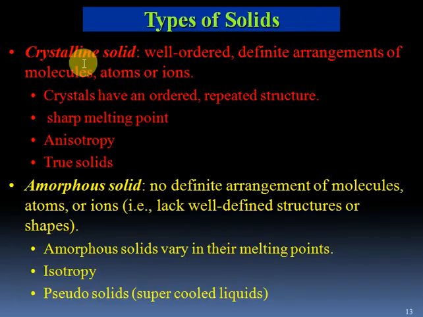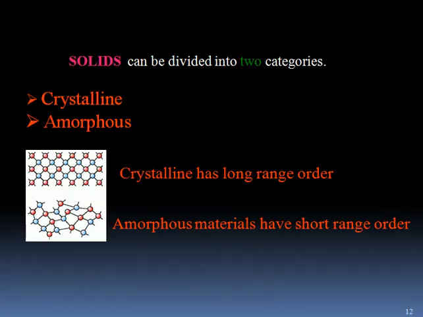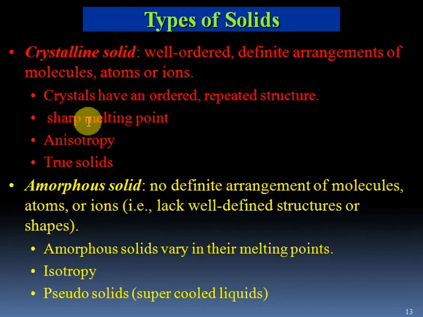Next one is types of solids. Crystalline solids are well ordered, with a definite arrangement of molecules, atoms, or ions only. Proper arrangement is possible. Crystalline solids have an ordered, repeating structural unit. Consider a crystalline solid: look at the repeating structure. This one structure is repeating, this one is repeating, this one is repeating. Then crystalline solids have a sharp melting point.